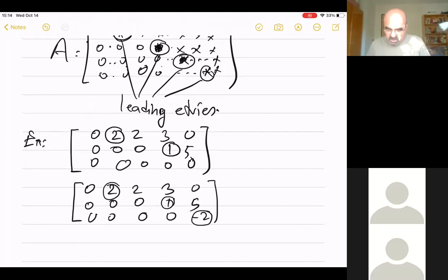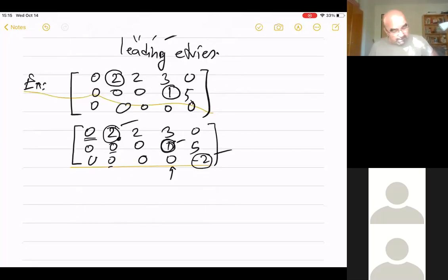The important thing is that after this 2, all the values before 2 are 0, and below, all the columns before 2 are 0, and in this column everything is 0 except this 2, and so on. And here the first leading entry, second leading entry, and this is the third leading entry, etc. Okay, these are echelon matrices. Examples of echelon matrices.